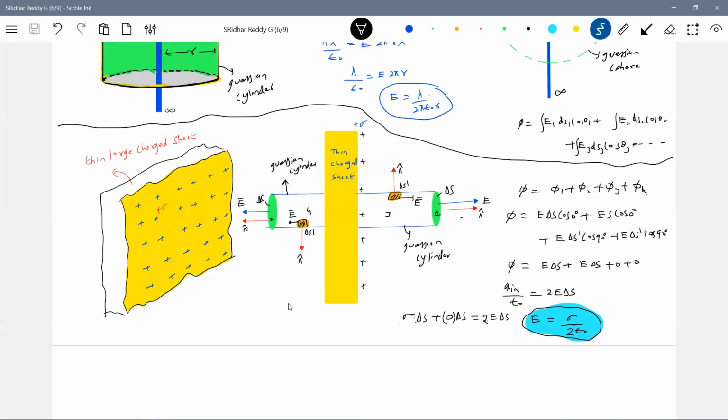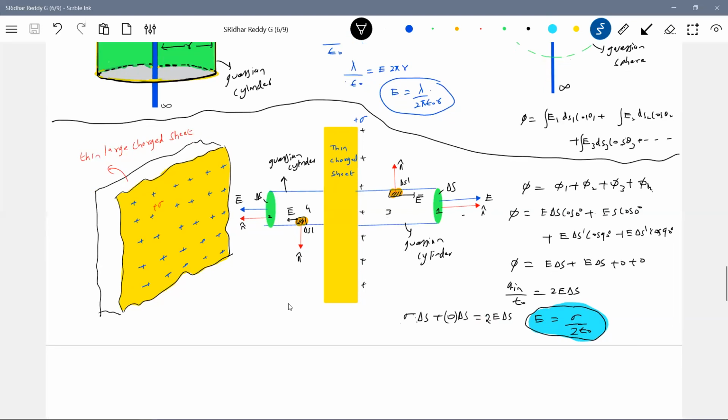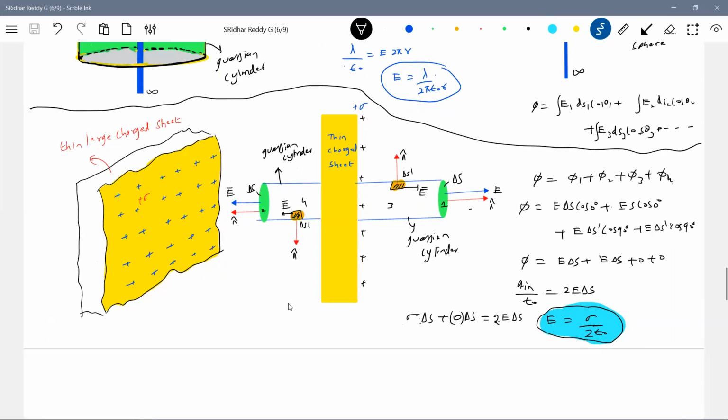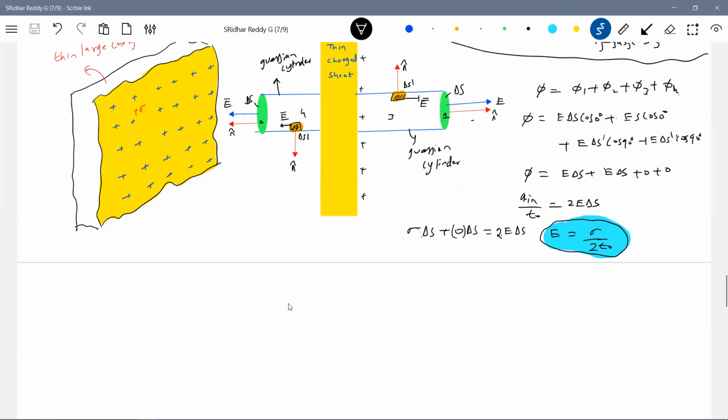Okay, let's see, is this tool really versatile? Means, can we find the field for any charge system? The answer may not be. Okay, there's a ring.